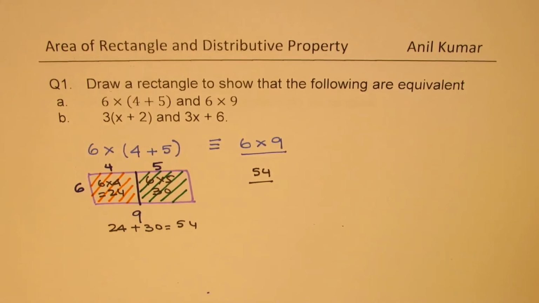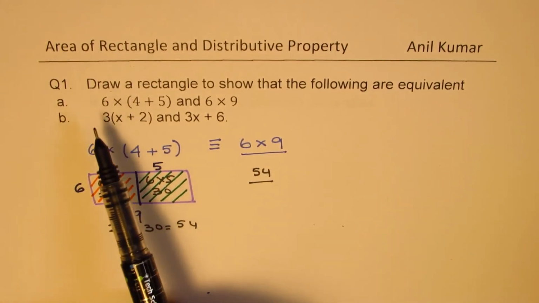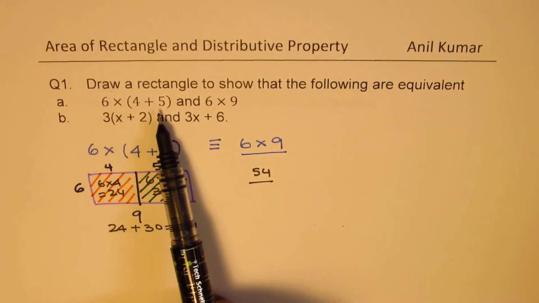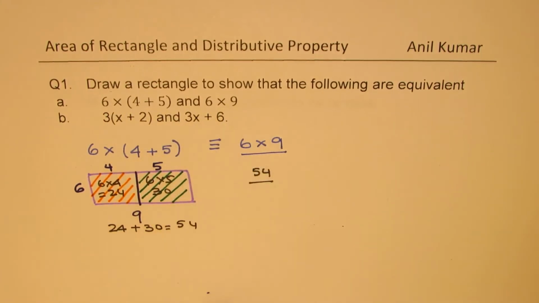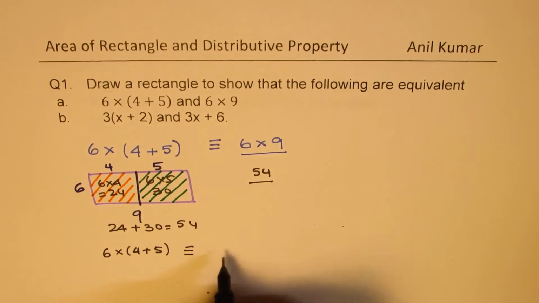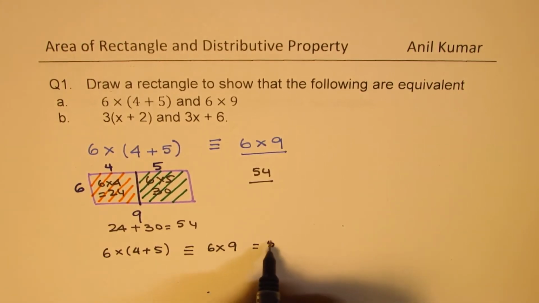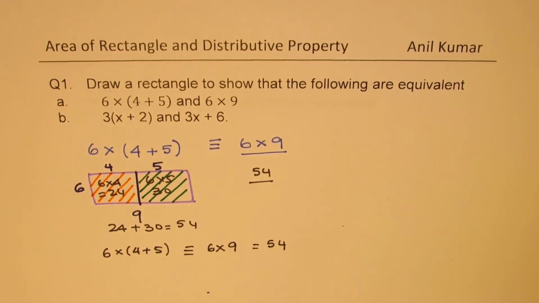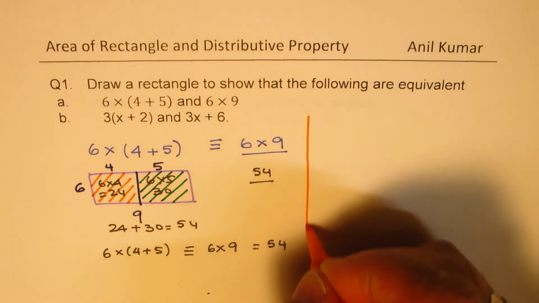So from this rectangular model, we can actually show that the expression 6 times (4 plus 5) and 6 times 9 are exactly the same, right? So therefore, we can say that 6 times (4 plus 5) is the same as 6 times 9, and both are equal to 54. Perfect. So that is the way to show it.